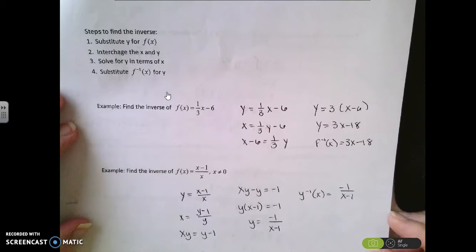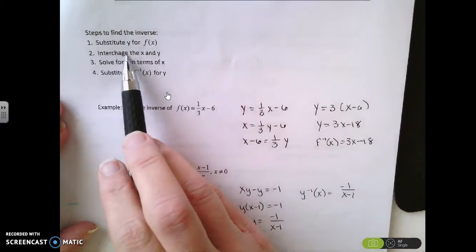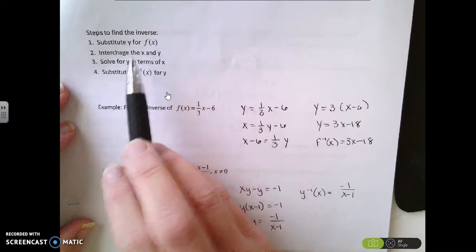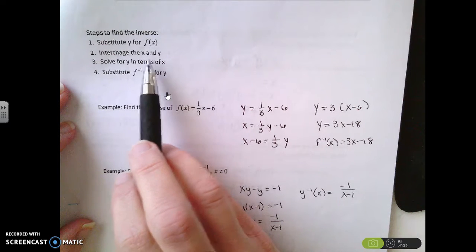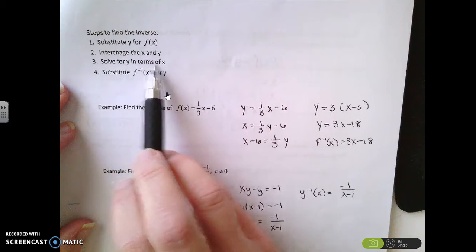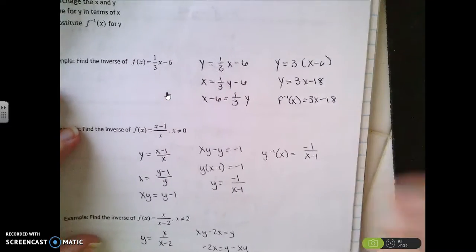Alright, so our next step. What if we want to find the inverse of a function? To find the inverse, you're going to substitute y in for the f of x, and then you're going to interchange the x and the y, and then you're going to solve for y in terms of x, and then you're going to replace the y now with f inverse of x. So let's go through these steps.